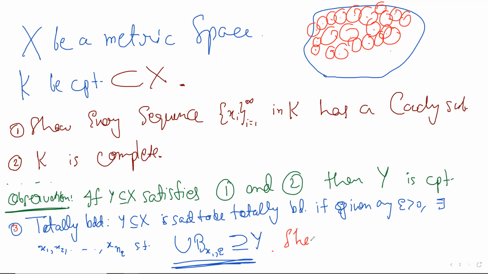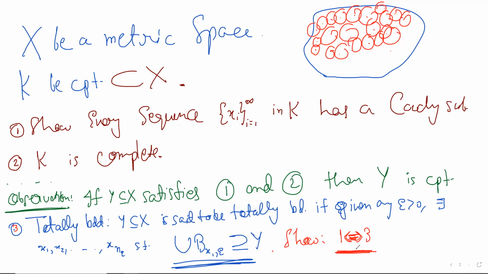Show, hopefully I'm correct, that 1 and 3 are the same. And then totally bounded and complete will be compact. Then it will follow, right? And that is what mathematics is about.